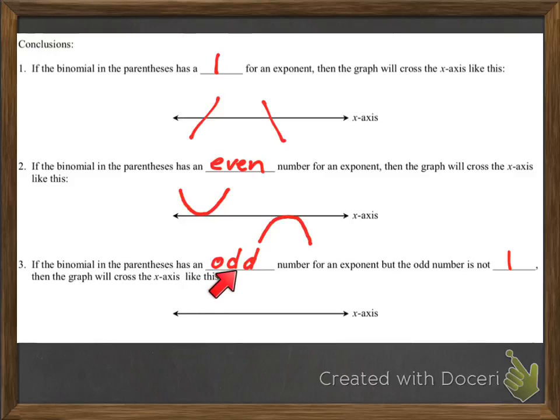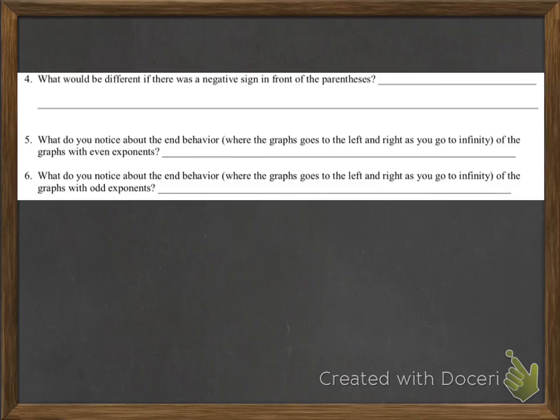So if you have an odd exponent other than 1, then the graph will cross the x-axis like this. This is where it does that change in concavity. So if it intersects here, it might come from below, concave down, and then concave up, or it might come from above where it's concave down and then concave up and then concave down. So it could go either direction like that. But you're going to have that change in direction.